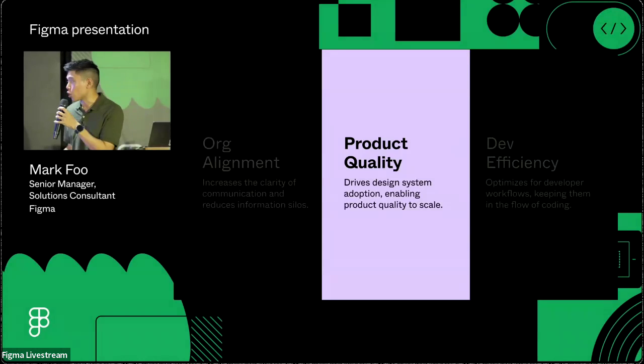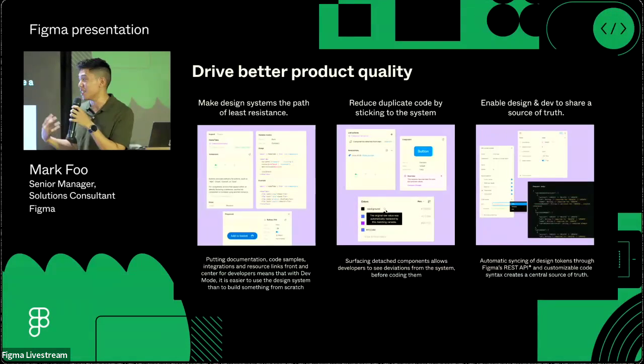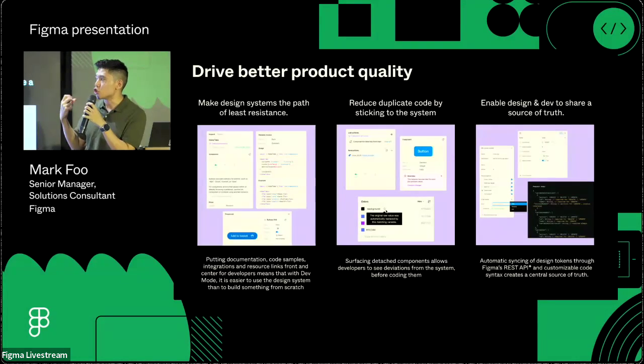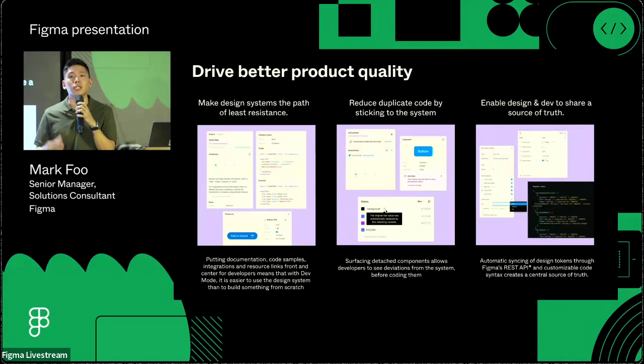The second one is product quality. So really driving and promoting the usage of design systems. Best practices, reusable code, being able to strengthen the ties between designers and a design system, but also developers and a design system, so component code.